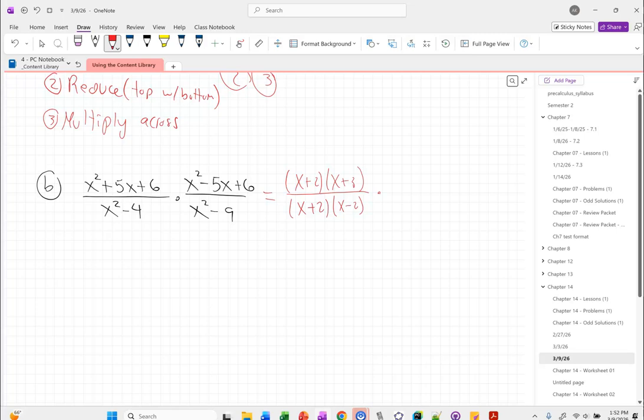X minus 3 is minus 2. Okay. And then x squared minus 9 is x plus 3, x minus 3. Okay. And everybody else other than Gabby knows how to do this, right?